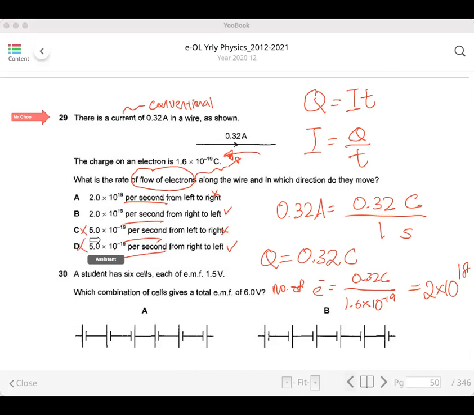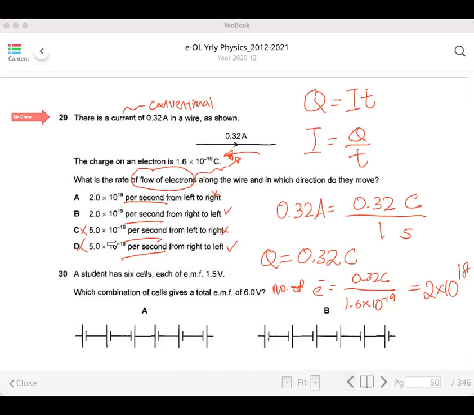It should be a lot of electrons flowing. From here, can you see? 10 to the power 18 is a big number. 10 to the power 19 is a very small number. It can't be a very small fraction of an electron moving from left to right, right to left every second. Are you clear about this? So without even calculating, you have guessed the answer will be A or B.